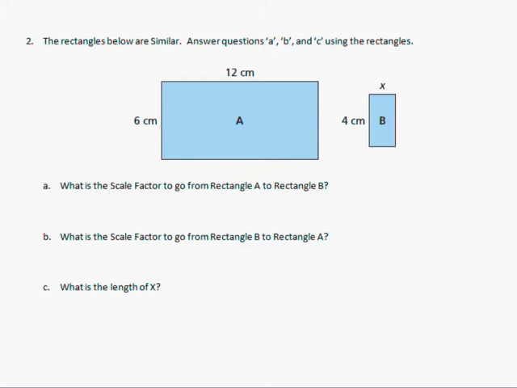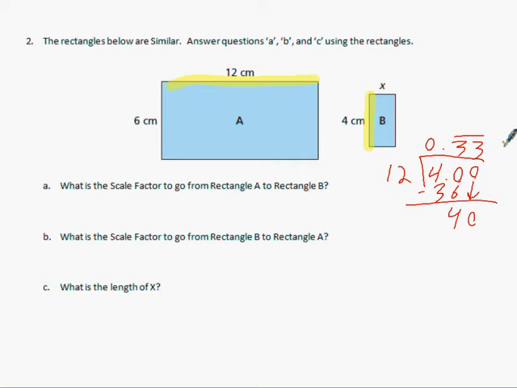A. What was the scale factor to go from rectangle A to rectangle B? Remember, scale factor is dividing corresponding sides. So that side corresponds with that side. I need to do 4 divided by 12. 12 does not go into 4, so I add a dot 0. 12 goes into 40 3 times, which is 36. Subtract, I get a 4, bring down another 0. I get 40 again, which would be 3 again, which means the 3's repeat. Scale factor is 0.3 repeating.